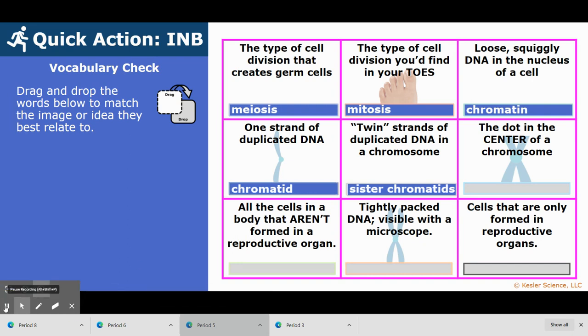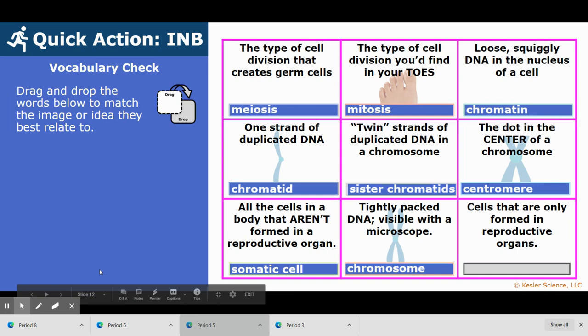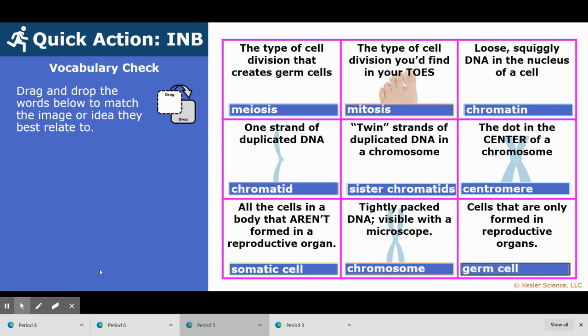The dot in the center of a chromosome, that's going to be called the centromere. And then all the cells that aren't formed in the reproductive organ are called somatic cells. Tightly packed DNA visible with a microscope, that's chromosomes. And then cells that are only formed in reproductive organs, those are the germ cells.